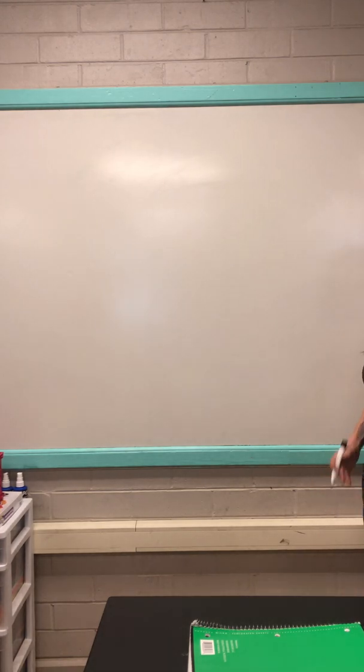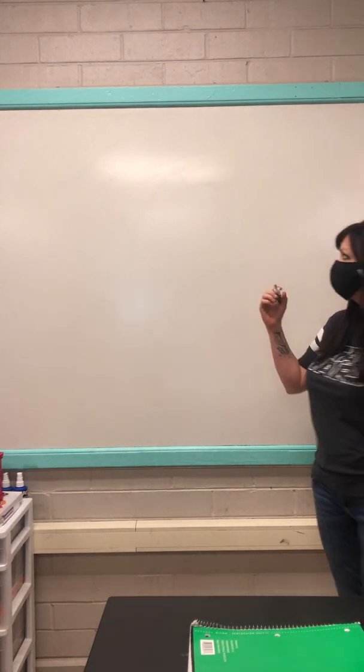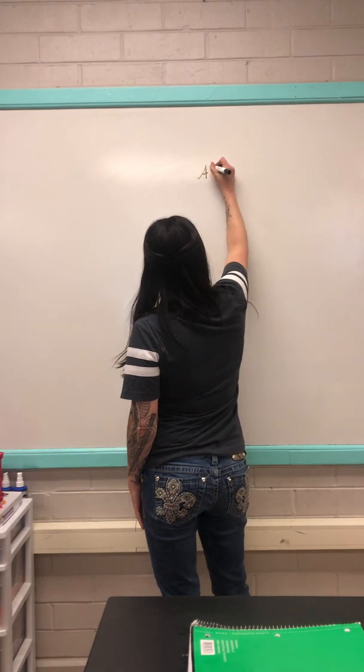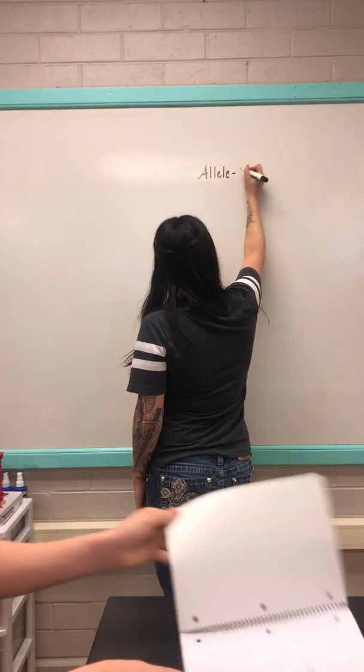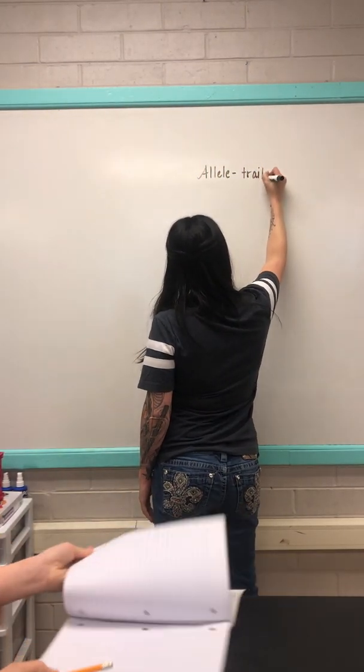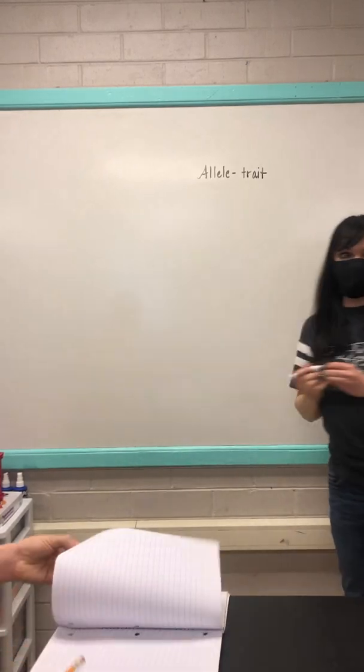I'm basically gonna give you a bunch of terms. You've heard me say most of these, but I just want to make sure that we know what they are. So the first one is allele. That's basically the trait that we're talking about when we're talking about genetics.